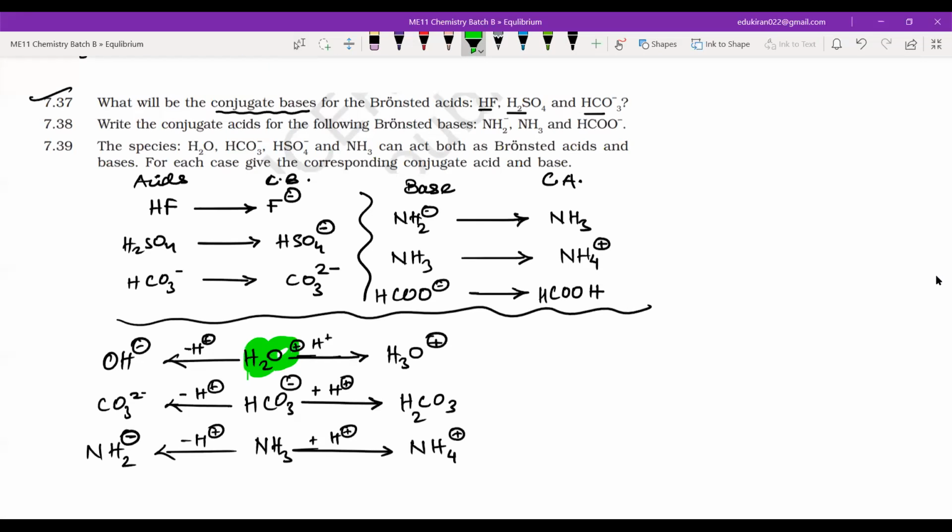Now, since H2O, HCO3 negative, NH3, all of these can go in both directions. They can add H plus, and they can also remove H plus from them. Hence, they are also known as amphoteric. We will write that, but first of all, write these things down.